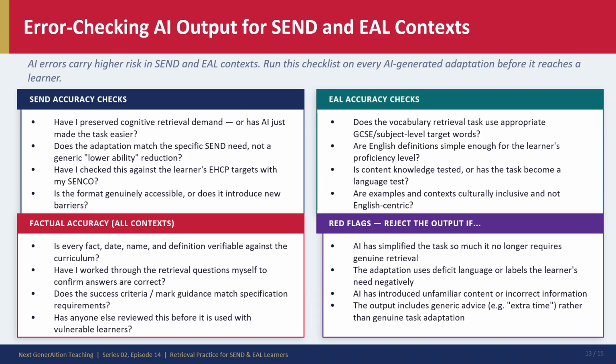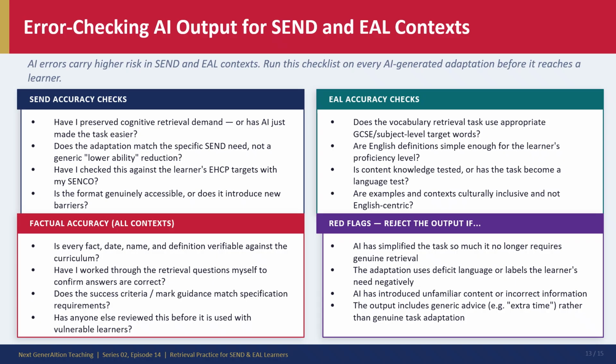Then the EAL accuracy checks. Does the vocabulary retrieval task use appropriate target words for the subject and level? Are the English definitions simple enough for this learner's proficiency level? Is the task testing content knowledge, or has it become a language test by accident? Are the examples and context culturally inclusive?